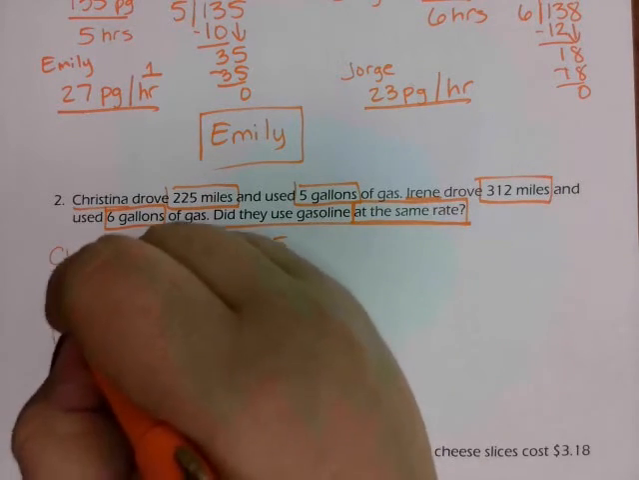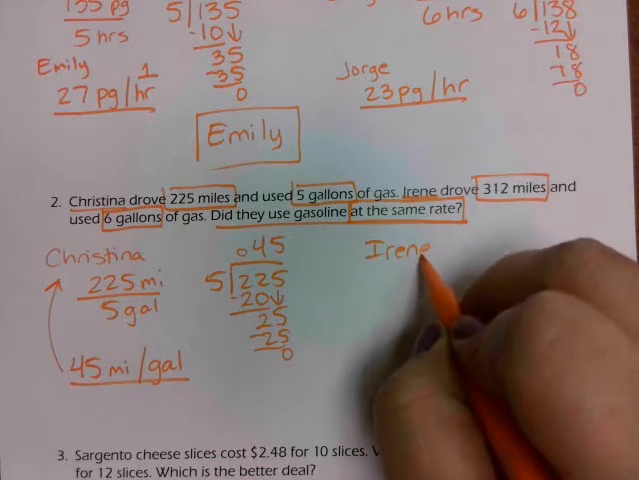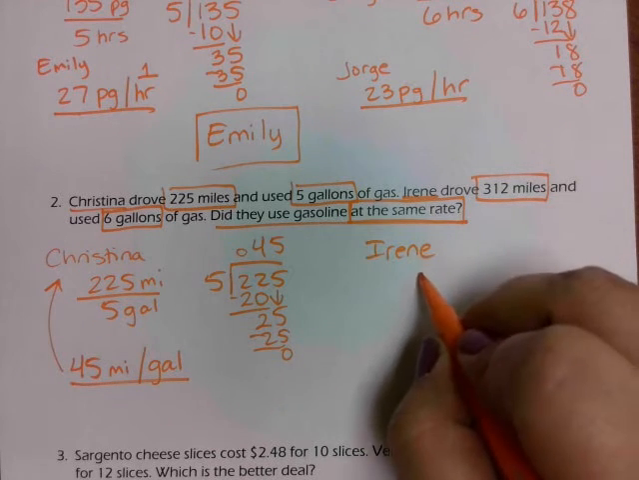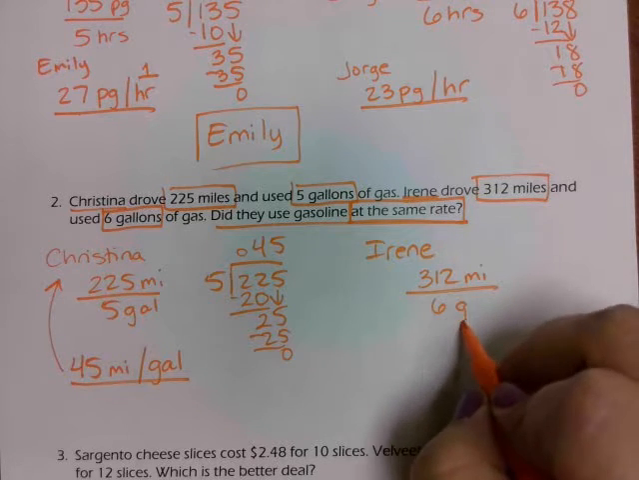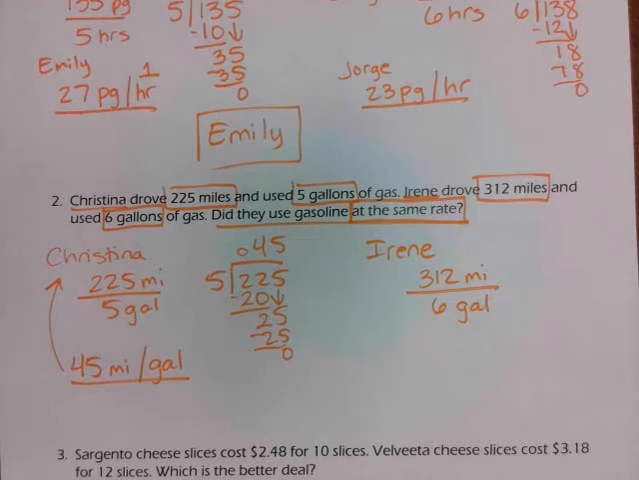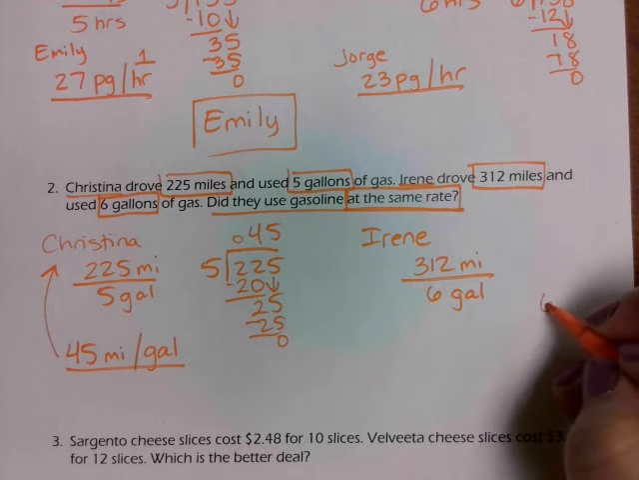That's Christina. And then we have Irene, who drove at a rate of 312 miles for 6 gallons. Now let's divide these.